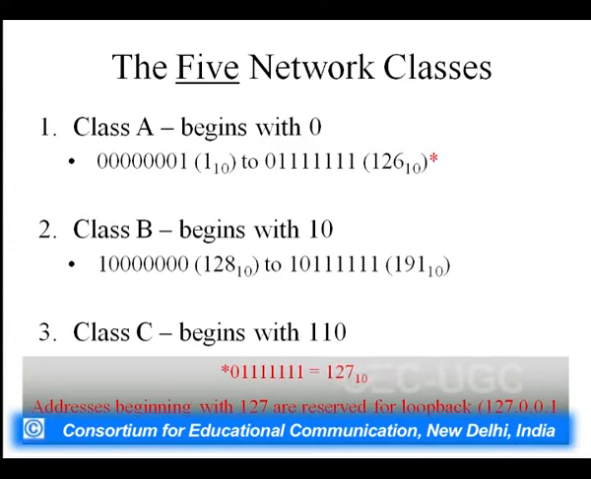What is the specific purpose? That is 127.0.0.1. This is called a loopback address. That means, if you use this address, it is used to check whether the system is working as a host or not. That means, whether the network card in a system is working or not.